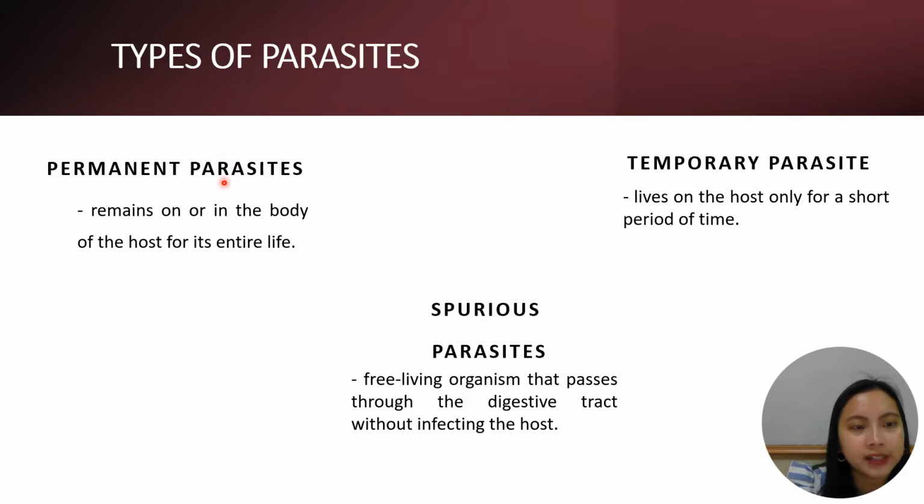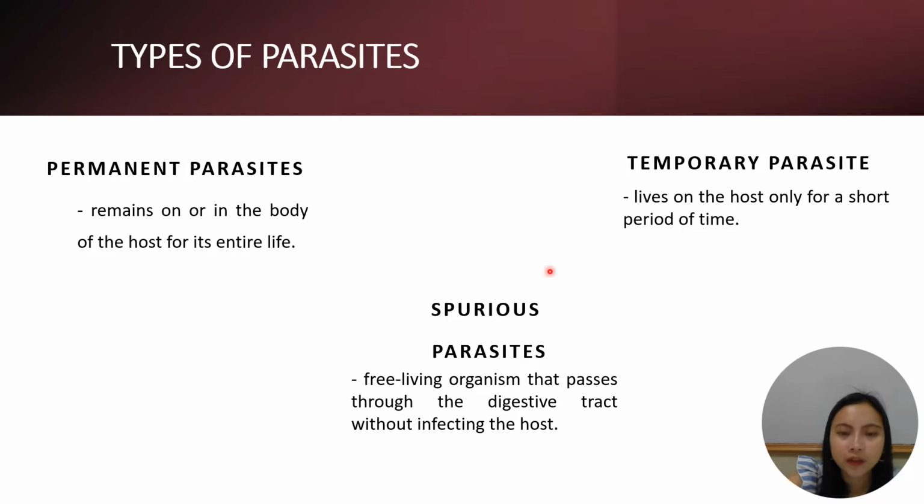A permanent parasite, class, is the type of parasite that remains on or inside the body of the host for its entire life. Permanent, entire life. While a temporary parasite lives on the host's body only for a short period of time. So short period of time, temporary parasite. Remains on the body of the host for its entire life, permanent parasite.